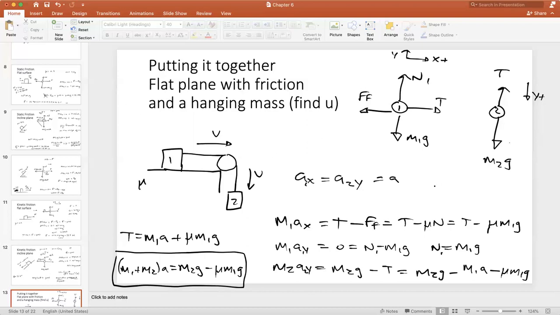I can solve this for mu, move that over, and I'll do that right here really fast for you. This will give me mu m1g is m2g minus (m1 plus m2)a, or mu is, if I divide both sides by m1g. If I gave you a and I gave you the masses, you could tell me what mu is pretty easily, right?